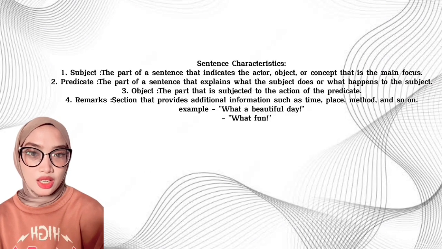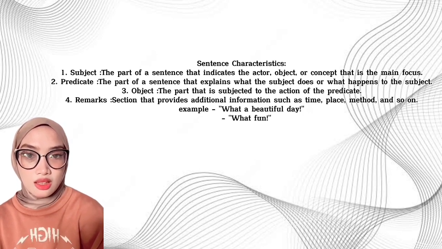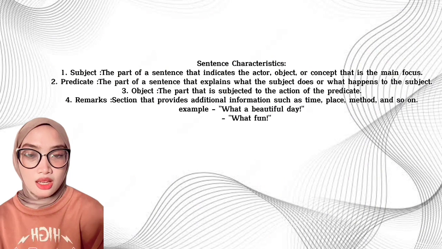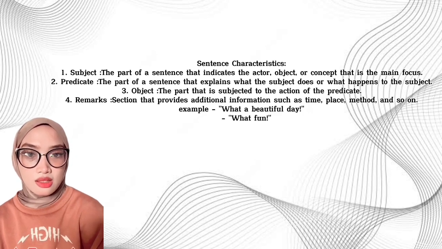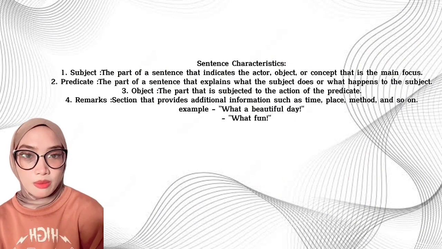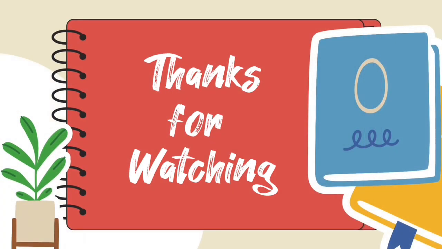Characteristics. Number one, subject. The part of a sentence that indicates the actor, object, or concept that is the main focus. Number two, predicate. The part of a sentence that explains what the subject does or what happens to the subject. Number three, object. The part that is subjected to the action of the predicate. Number four, remarks. The section that provides additional information such as time, place, method, and so on. Example: what a beautiful day, what fun!